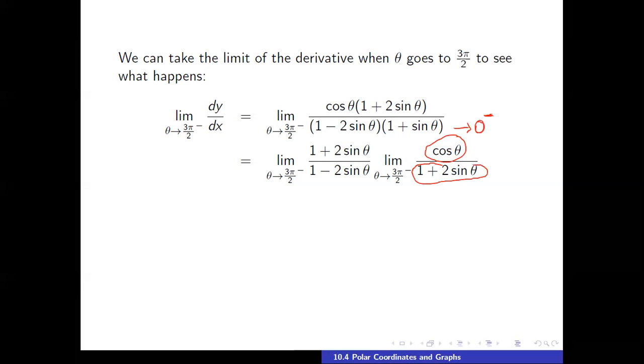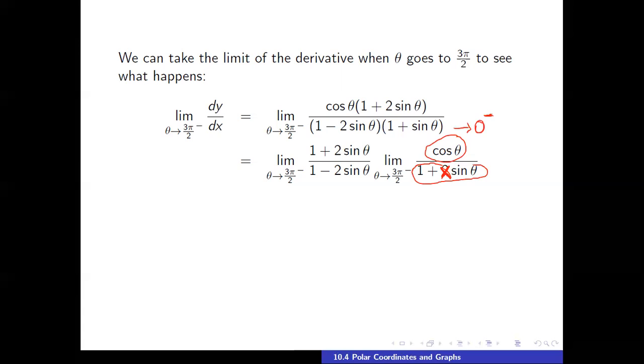Oops, sorry, guys. There's a typo right here. What should not be in this thing? There shouldn't be a 2 right here. Yeah, that is a critical typo.